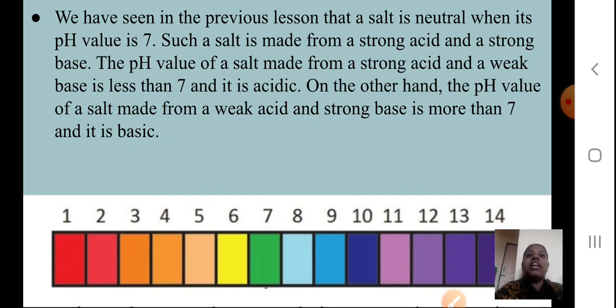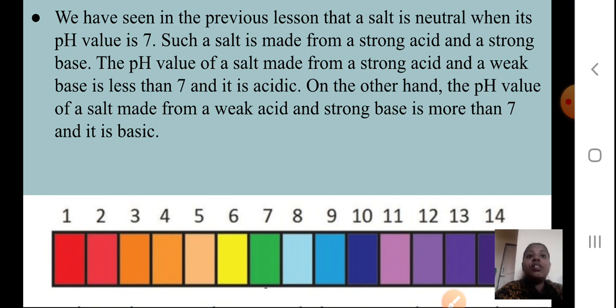Okay students, you have studied in the previous lesson that a salt is neutral when its pH is 7. When the pH value is 7, you can see it is shown in green color on the pH scale. So when the pH value is 7, we say it is a neutral salt. Mostly it is a neutral salt. Such a salt is made from a strong acid and a strong base.